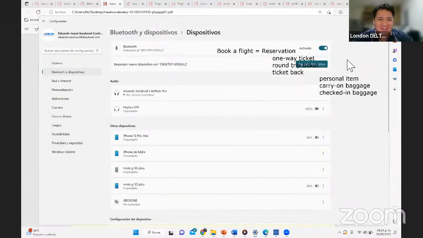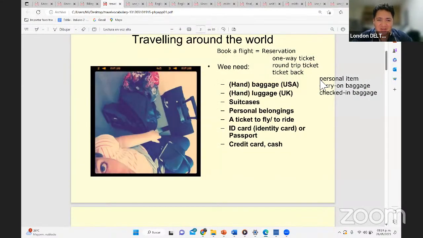Okay, I sorted it out. Ya, lo solucioné. Okay, sorry. Muy bien. Entonces, estamos con el equipaje. And then, so this is what we call suitcases. Right, suitcases. Son maletas. Suitcases.